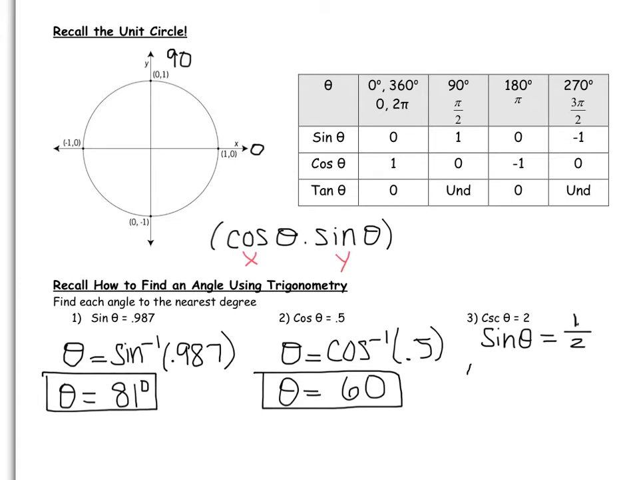How would I find theta? Do second sine, or the inverse of sine, of 1/2. So go ahead and plug that into the calculator, second sine of 1/2, and you get 30 degrees.